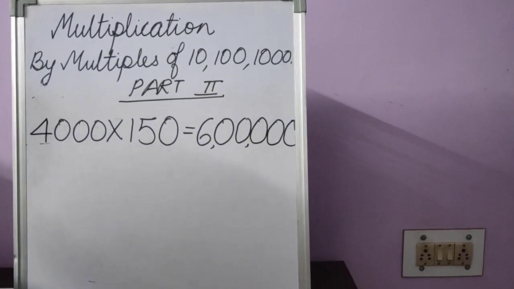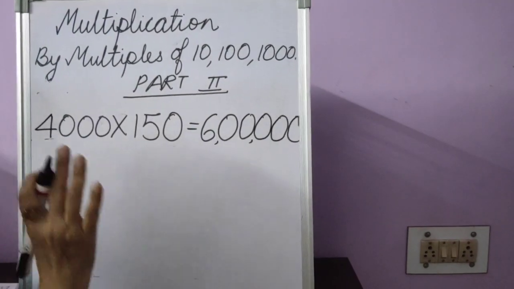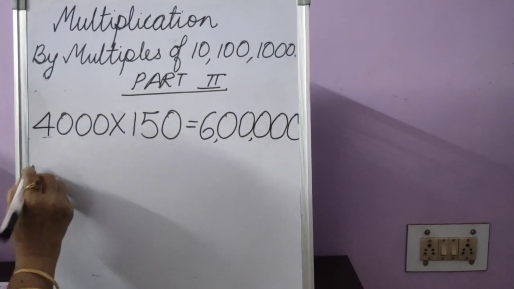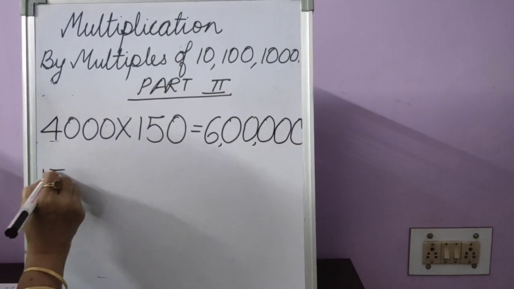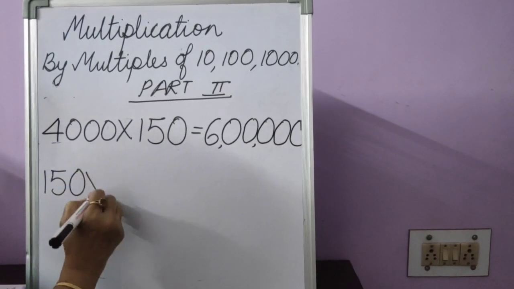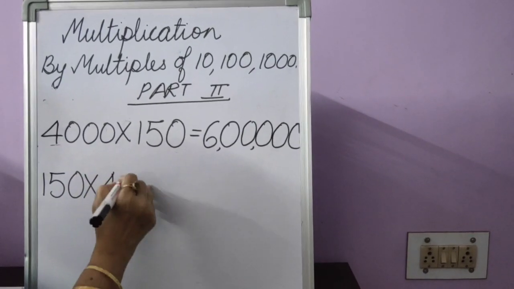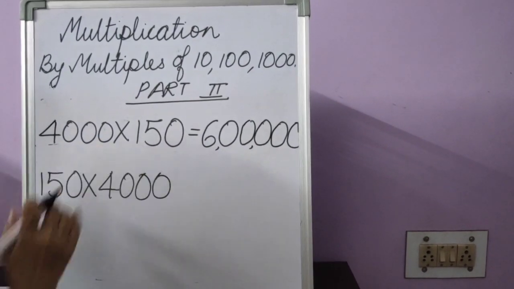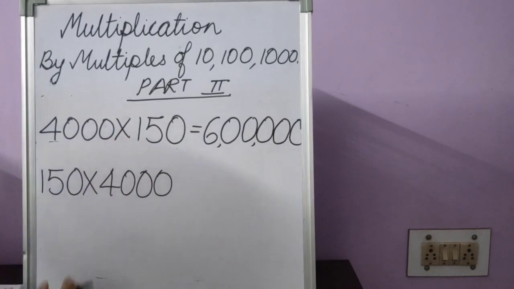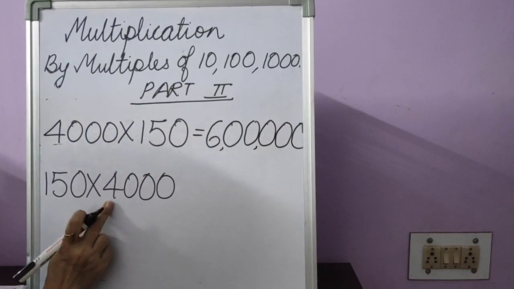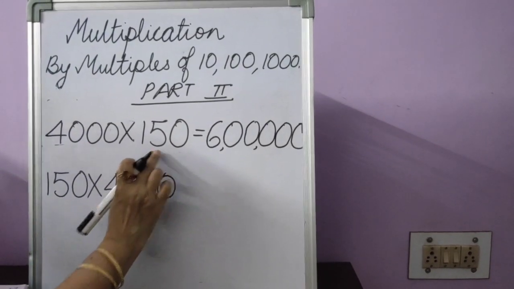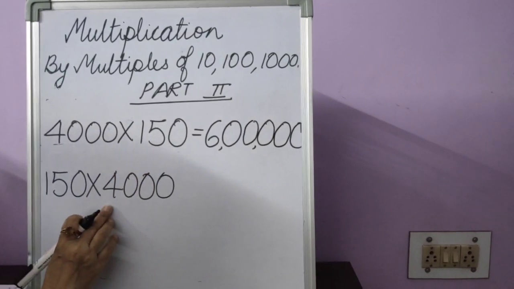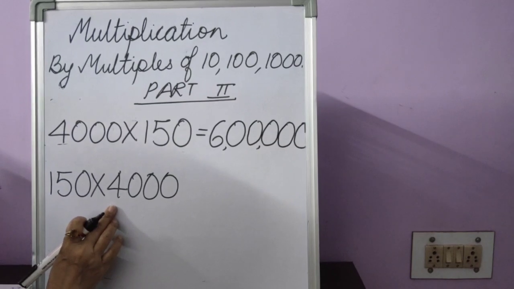Again, a simple method in case 15 fours is not comfortable. Like I said, you can always change the order. This is exactly the same as writing 150 multiplied by 4000. Now, why have we changed the order? We have changed the order because here we are now going to use a table of 4. The sum is exactly the same. Here we use a table of 15, here we will use a table of 4. And table of 4, children, I think everyone knows.